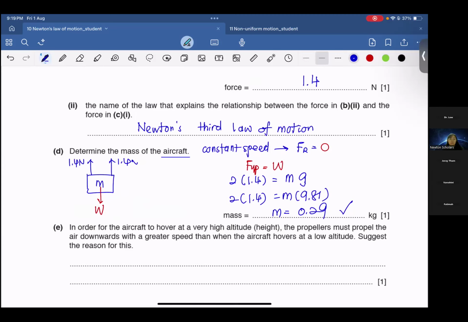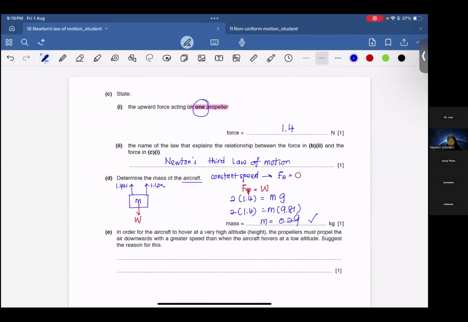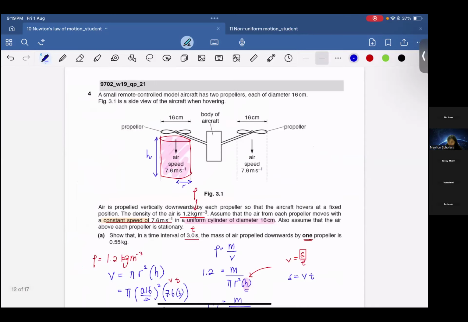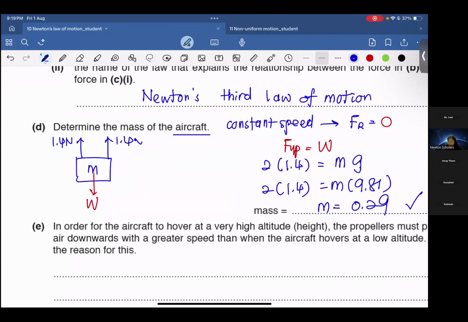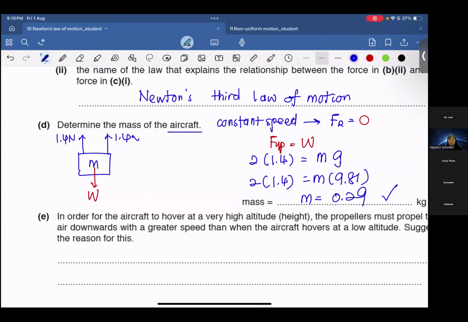Then how do I know the weight? Upward force equals downward force. Why? Because the object is moving with constant speed. So the upward force provided by one propeller is 1.4. But we have two. Don't forget we have two. That's why they keep on mentioning one at the front, but at the end, we have a total of two. Okay, any questions?